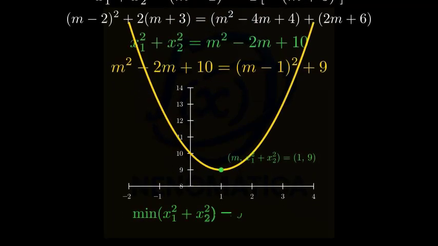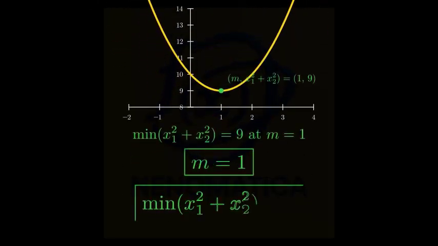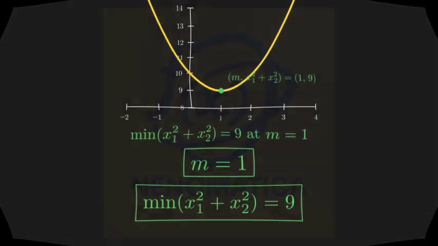A square is always non-negative, so the smallest value occurs when m equals 1, and the minimum sum of squares equals 9. Therefore, the optimal value is m equals 1, and the minimum possible value of the sum of squares of the roots is 9.